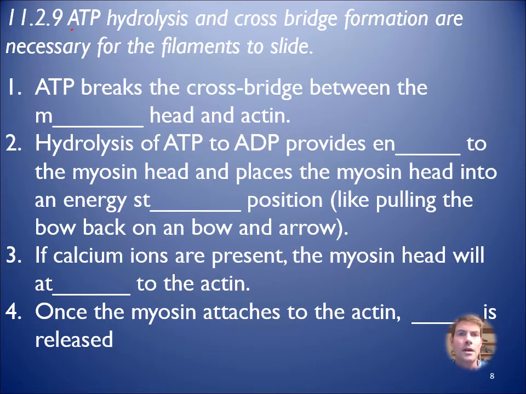Continuing on with what ATP does. If you add ATP, it breaks that cross bridge between the myosin head and the actin. So when that happens, that myosin is released. It's not contracting anymore. And when ATP goes to ADP, that provides energy to the myosin head and places the head into an energy storage position.